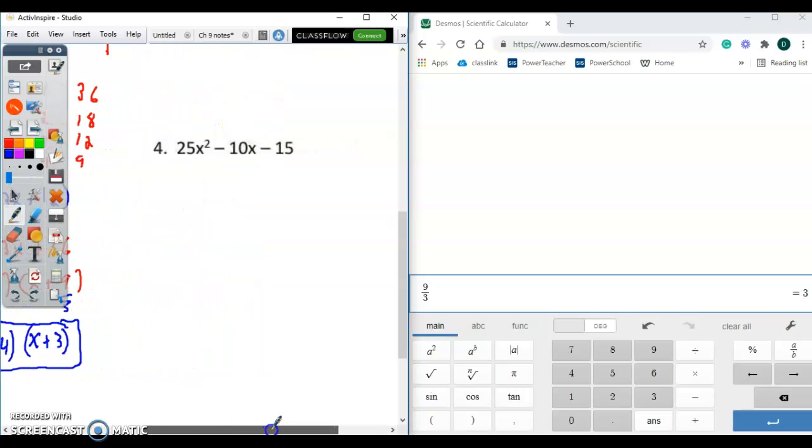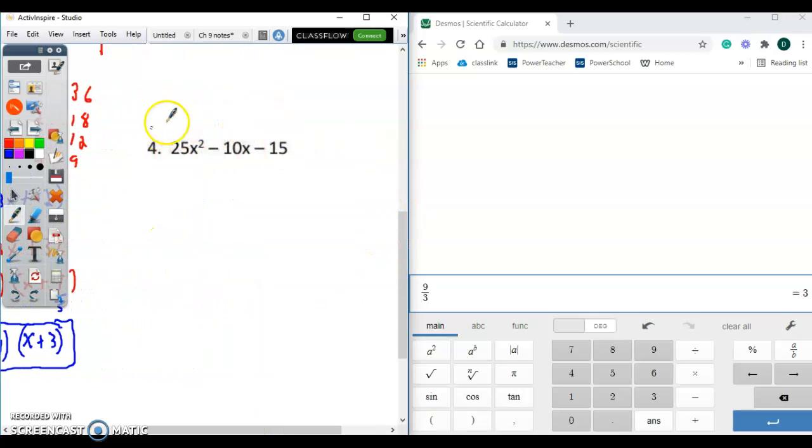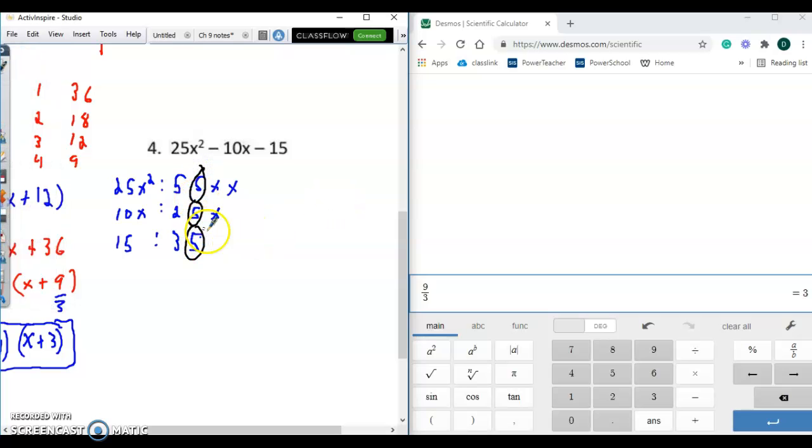All right, the last one we have here. So we need to factor out the GCF again. So 25x squared, 10x, 15. All right, I'm going to do these in my head because 25 is just 5 times 5, and then 2 x's. 10 is 2 times 5, and an x. 15 is 3 times 5. All right, so what's in common in all three? Hopefully you recognize that. You can see that there is a 5. And that is all that's in common.